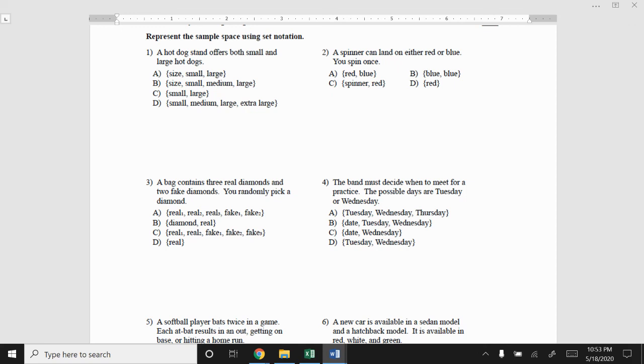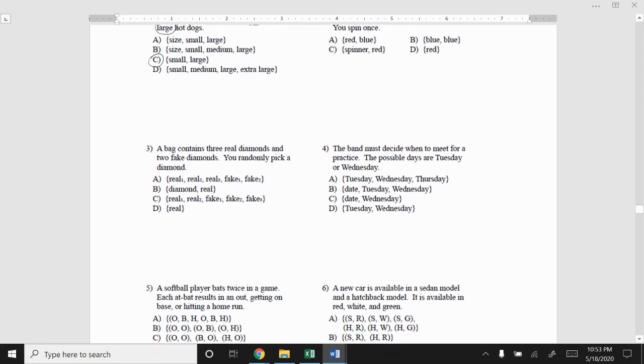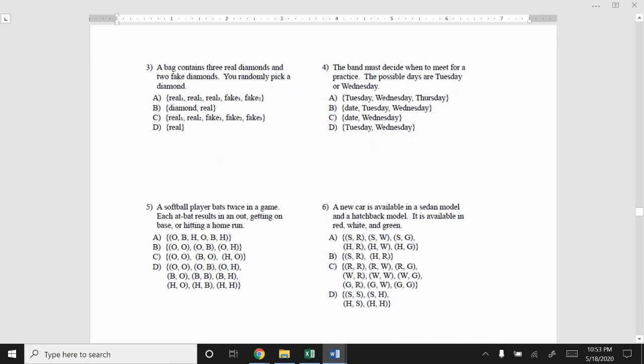So here your event is you have a hot dog stand. And so your options are small and large. And that's it. But if you're looking at another example, so let's look at a more difficult one down here. A softball player bats twice in a game. Each at-bat results in an out, getting on base, or hitting a home run. And so those are your three options.